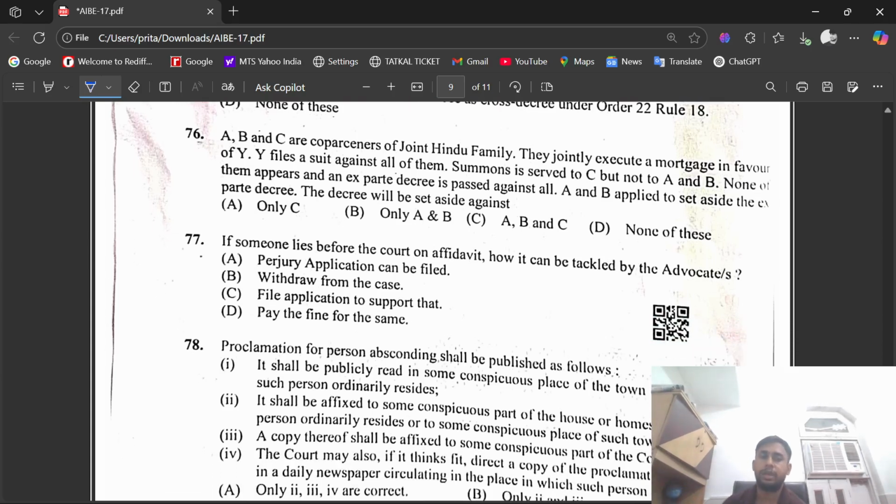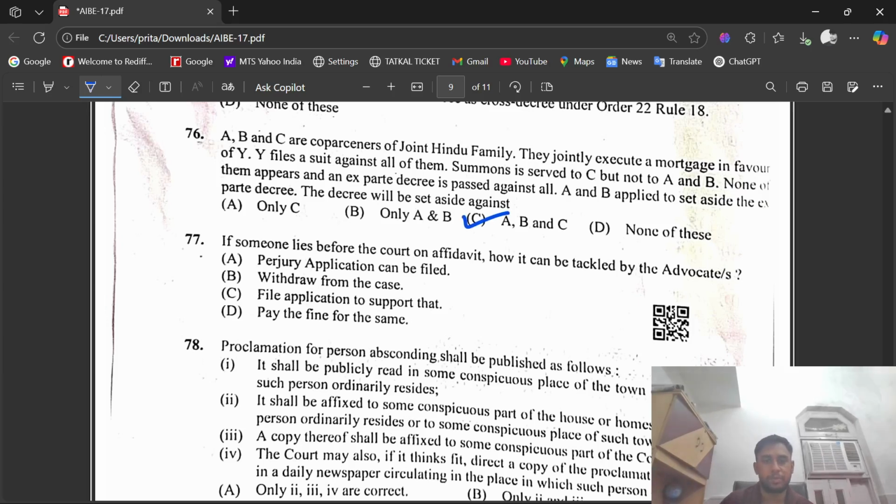Question number 76. A, B, and C are co-partners of joint Hindu family. They jointly execute a mortgage in favor of Y. Y files a suit against all of them. Summons is served to C but not to A and B. None of them appears and an ex parte decree is passed against all. A and B apply to set aside the ex parte decree. The decree will be set aside against A, B, and C.